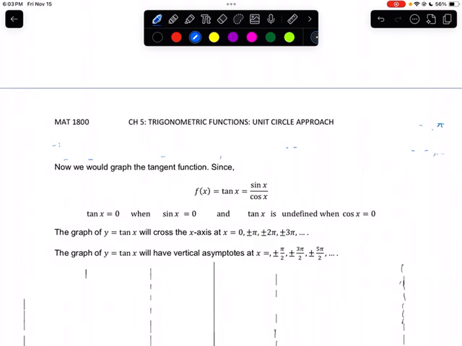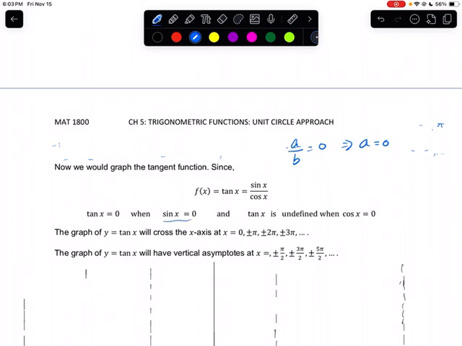Now in order to graph the tangent function, we have to look at the properties of sine and cosine, because tangent x can be written as sine x over cosine x. So we know that tangent of x is equal to 0 when sine of x is equal to 0, because whenever a fraction is 0, this means the numerator is 0. So that's what we are doing here.